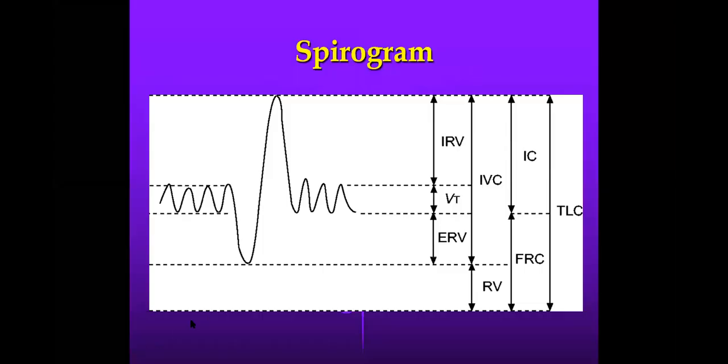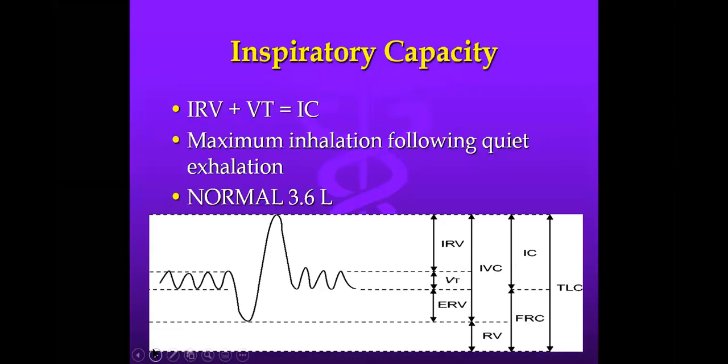See what's after that. Okay, that's the spirogram. So the PowerPoint goes on to help break it down, saying that IRV plus VT equals IC, in which the inspiratory capacity is the maximum inhalation following a quiet exhalation, and the normal is 3.6 liters. So it gives you everything together: how you explain it in sentence form, how you do it in mathematical form, and the amount. This is very good.